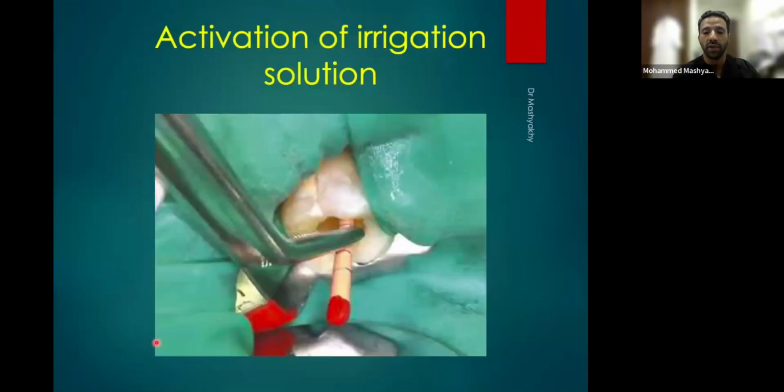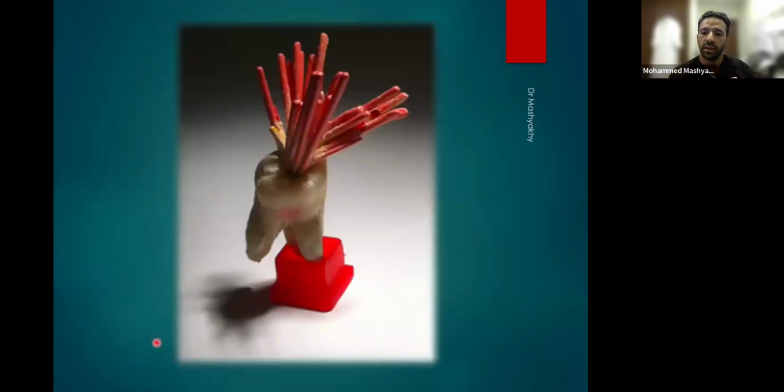If you don't have any of these, you can use the master cone and do a bumping action. Bumping action will help a lot, but it's very difficult and you will get tired. If you are working on many teeth in the same day, doing the activation with bumping by hand and finger is very difficult. So this part is done: the cleaning and shaping, access cavity, and irrigation.